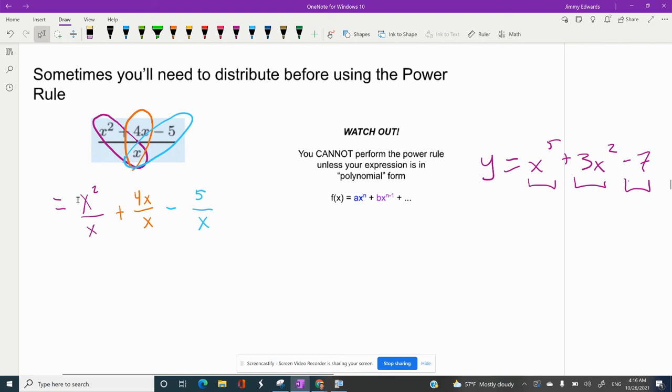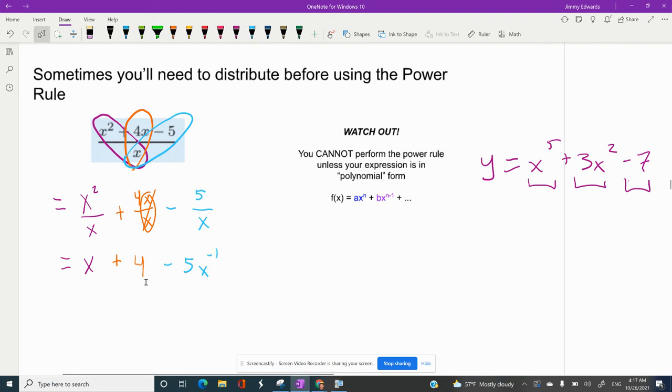So how does that help us? Well, x squared divided by x, the one x in the bottom cancels with one of the x's in the numerator, so we'll have just x. Then plus x divided by x cancels, so we'll have just plus 4. And then we've seen this one before: this is a negative exponent, minus 5 times x to the negative 1.